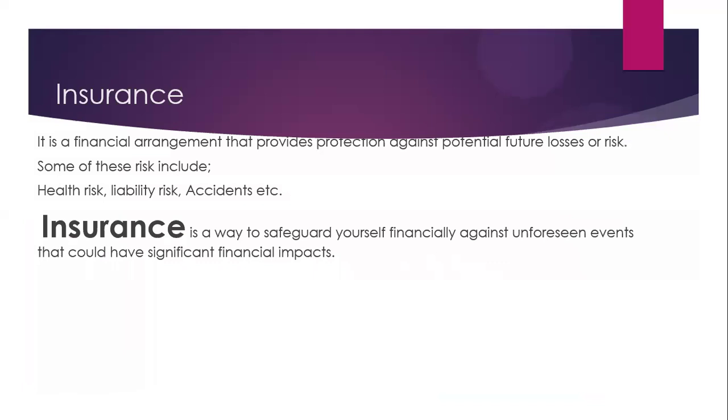Next slide. Okay. So we can't talk about the types without knowing what exactly insurance is. Insurance is a financial arrangement that provides protection against potential future losses or risks. Risks are bound to happen. The best thing we can do is to protect ourselves against them. These are some of the risks that we can face: health risks, liability risks, and accidents. Insurance here, therefore, is a safeguard. It's a way to safeguard yourself financially against unforeseen events that could have significant financial impacts on you. Next slide, please.